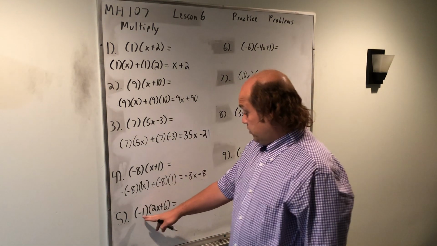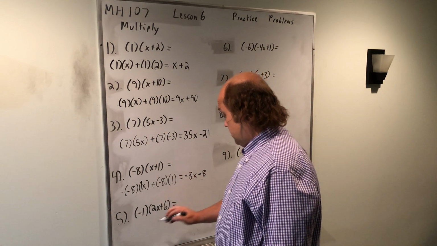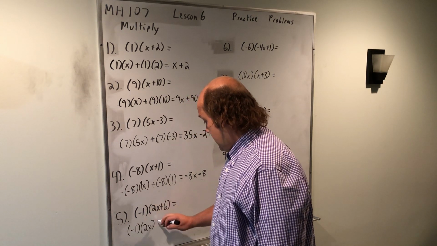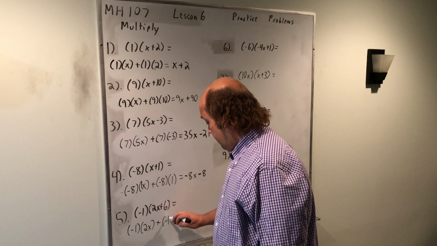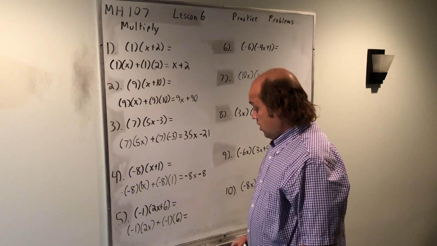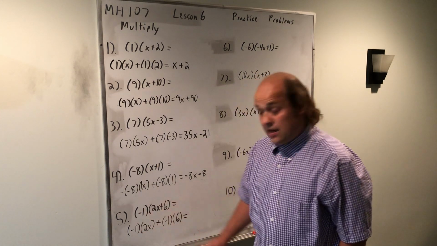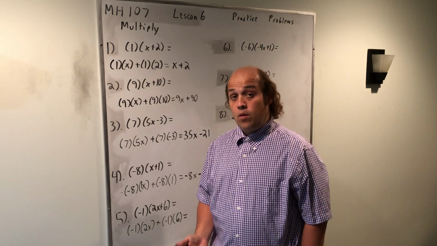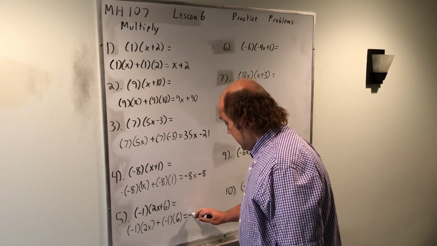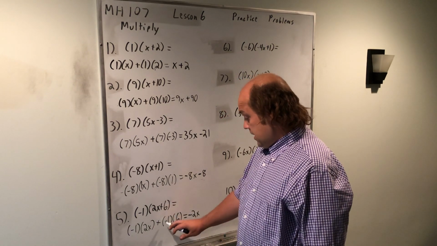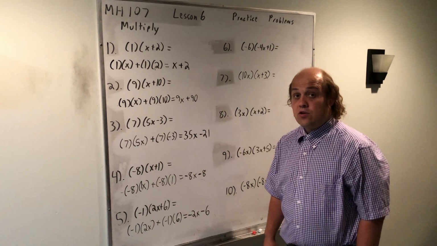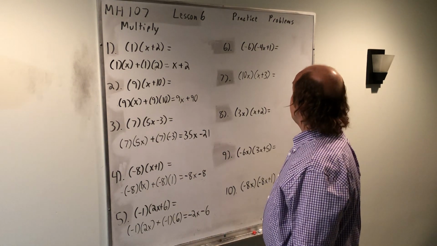For problem 5, I'm doing negative 1 times 2x, so negative 1 times the first term 2x, and then I'm adding to that negative 1 from the outside times the second term, positive 6. When I do that out, negative 1 times 2x, really multiplying negative 1 by anything just keeps the same number but changes its sign. So I get a negative 2x. Negative 1 times a positive 6 gives me negative 6, for a final answer of negative 2x minus 6.